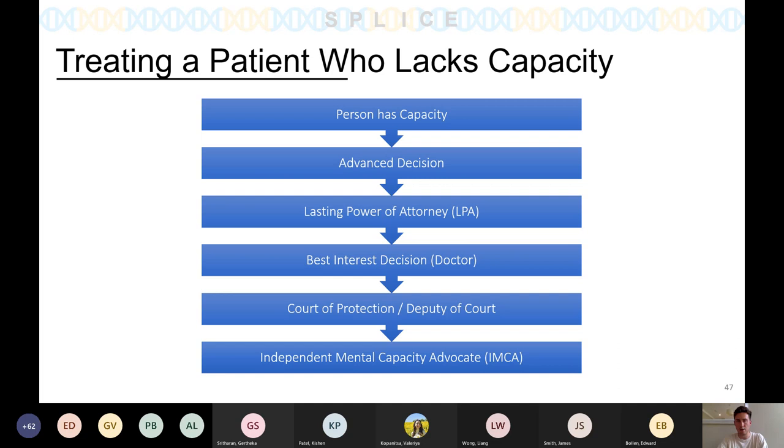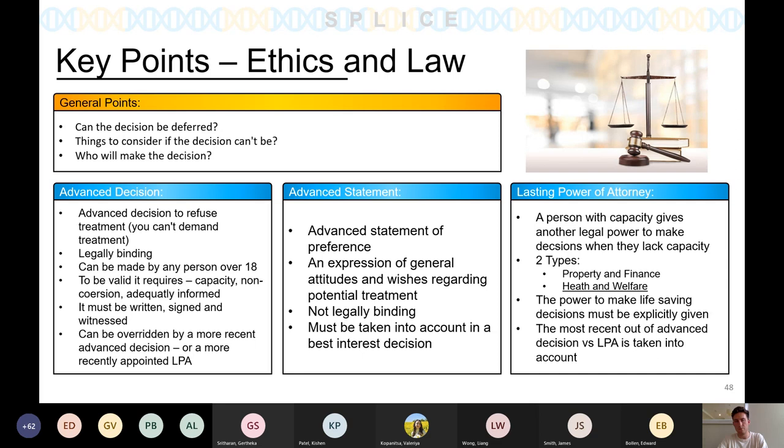Again, another revision slide, but just some of the areas we've touched on. An advanced decision is specifically an advanced decision to refuse treatment. The reason being is that you can't request or demand treatment normally. You can only refuse it. And the same applies when thinking of future treatment. It needs to be very specific. So for instance, it could be, say I get pneumonia, I don't want life-saving antibiotics. And that's only specifically for pneumonia. If they got cellulitis, then that wouldn't apply. If they got any other kind of infection, that wouldn't apply there. It would only specifically apply to pneumonia if that's what they'd written.